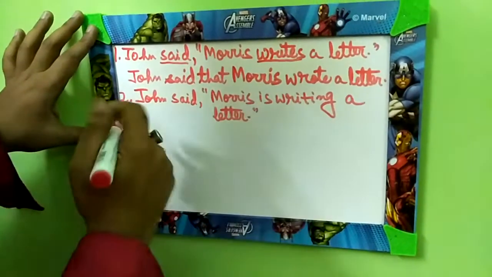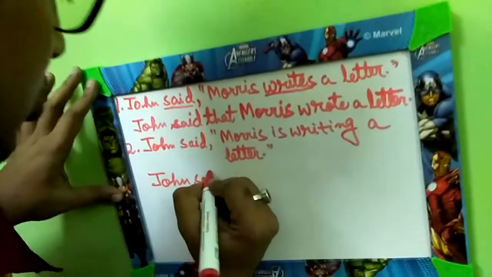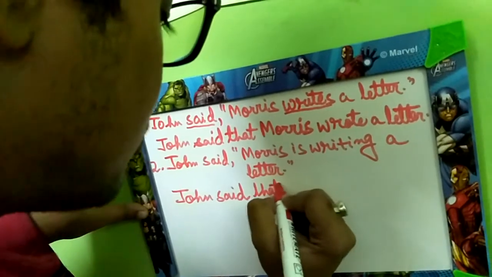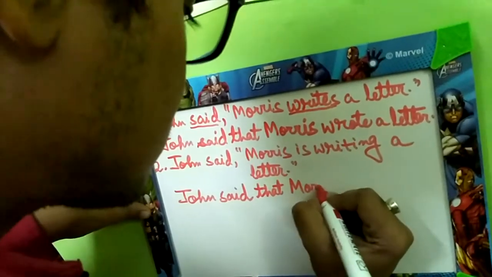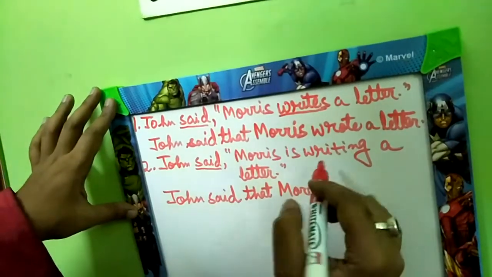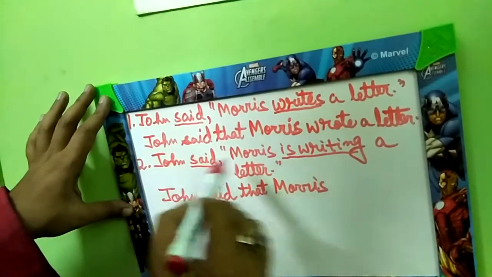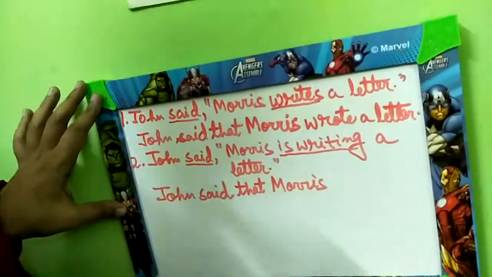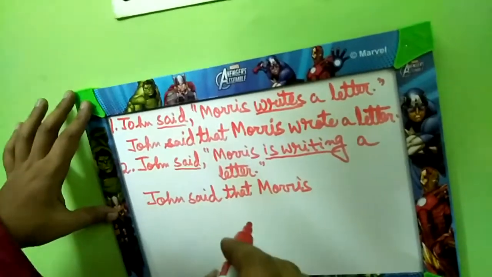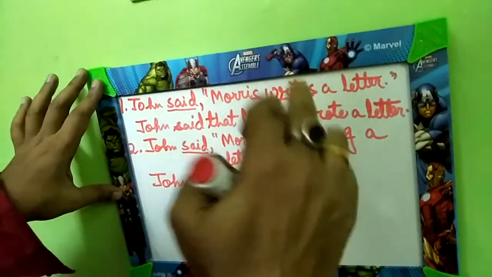John said, "Morris is writing a letter." So again we begin the answer according to the formula. John said, there will be no change. Then remove the inverted commas. When we remove the inverted commas, we have to put that. Then Morris is third person, there will be no change. Then verb outside is said, which is a past tense, and verb inside is writing, which is a present continuous tense. So when the verb outside is in past tense and the verb inside is in present continuous tense, in answer, when we change the verb, it will be in past continuous tense, because past and present continuous makes past continuous.